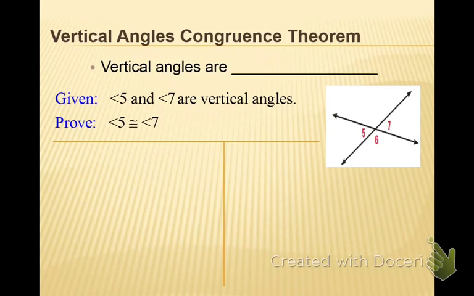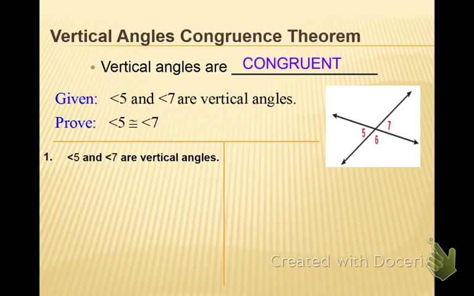Vertical angle congruence theorem. The vertical angle congruent theorem is that vertical angles are congruent. If you use this in a proof, all you need to say is VA. Just say VA. I'll know what you're talking about.